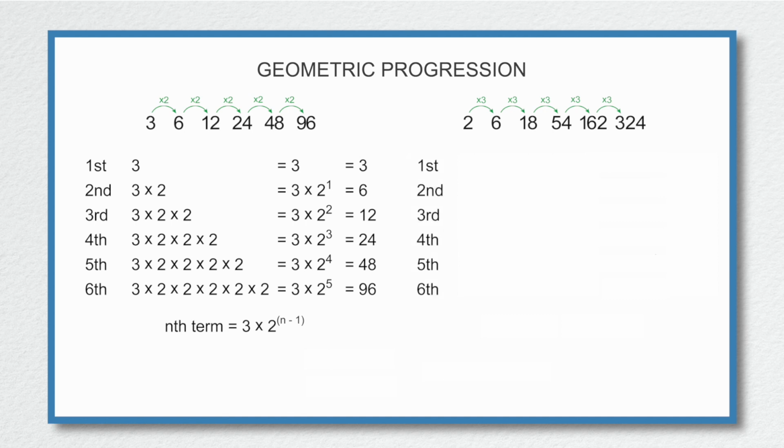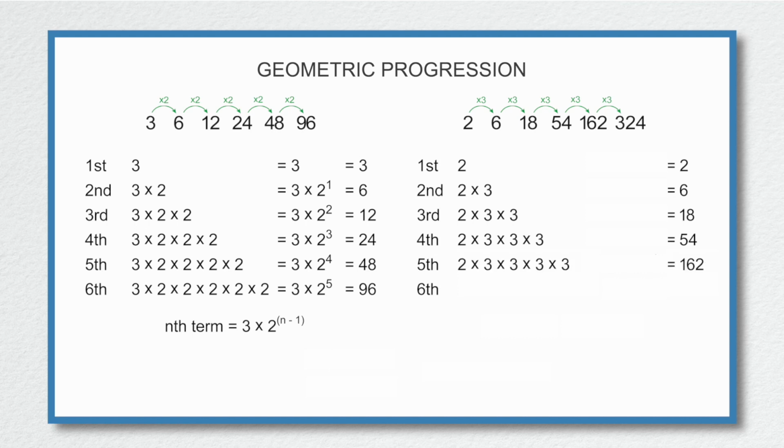The first term we can write down as 2. The second term we can write down as 2 multiplied by 3. The third term we can write down as 2 multiplied by 3 multiplied by 3. The fourth term we can write down as 2 multiplied by 3 multiplied by 3 multiplied by 3. And we can repeat this for the fifth and the sixth term.